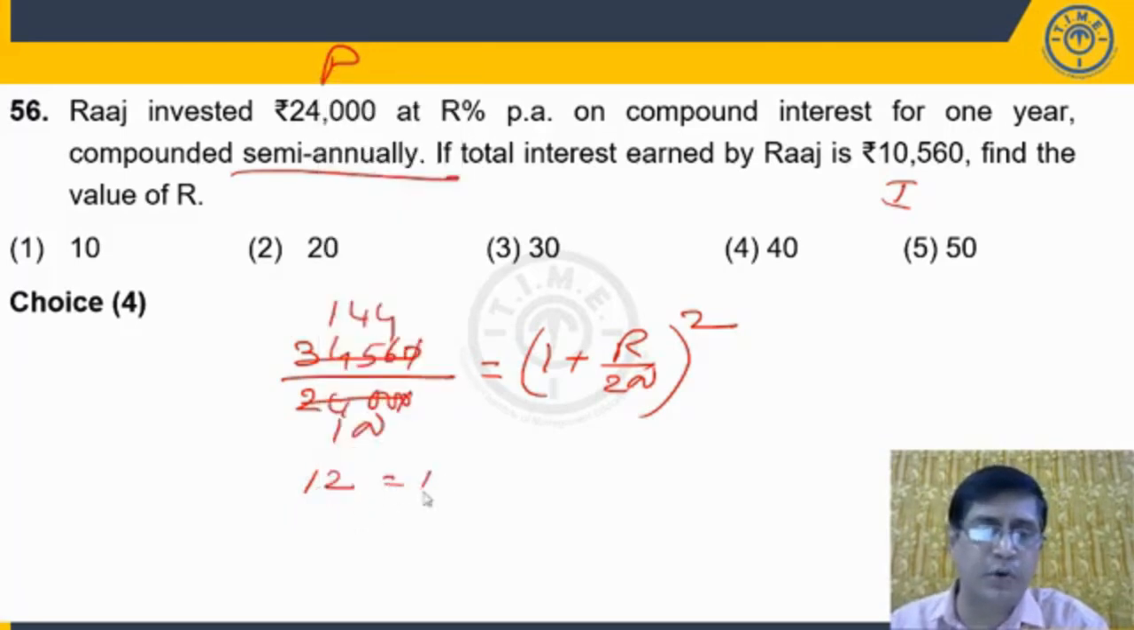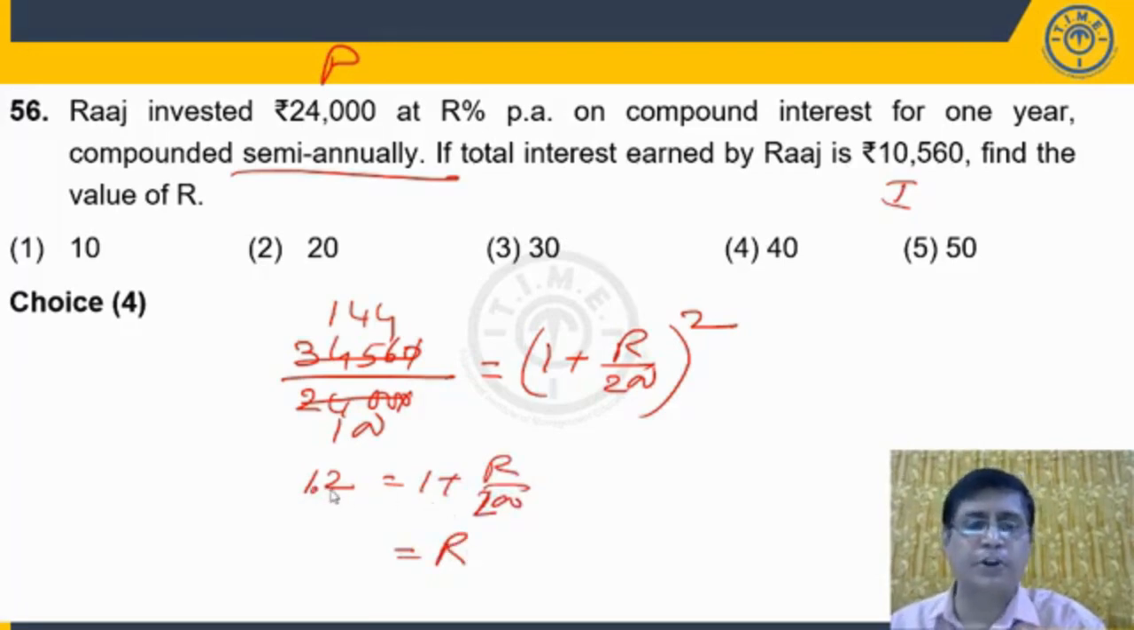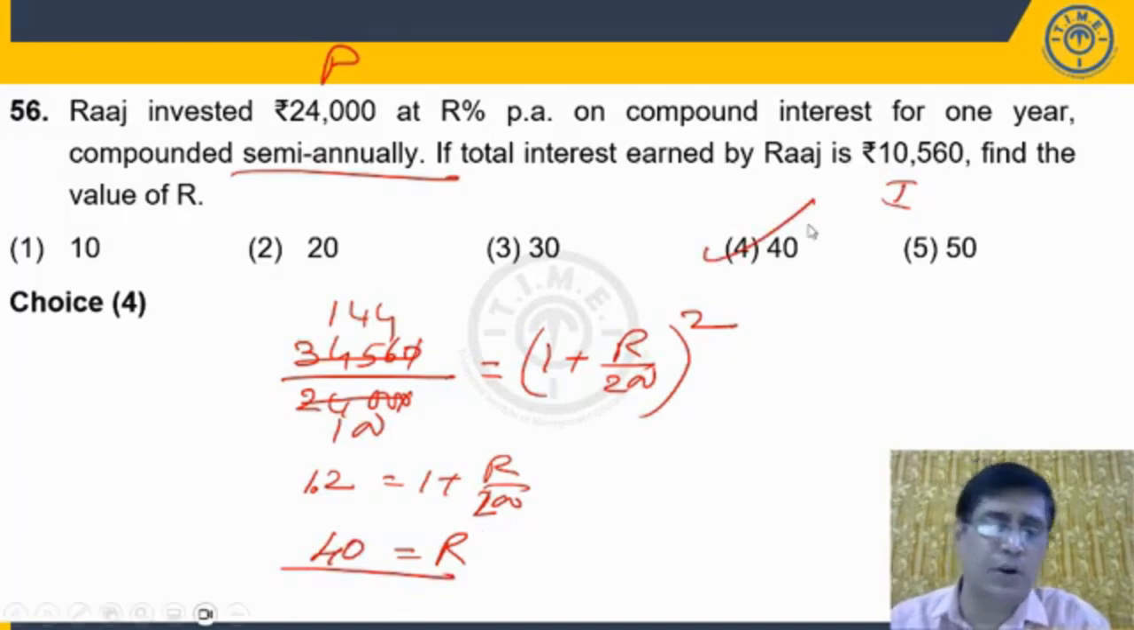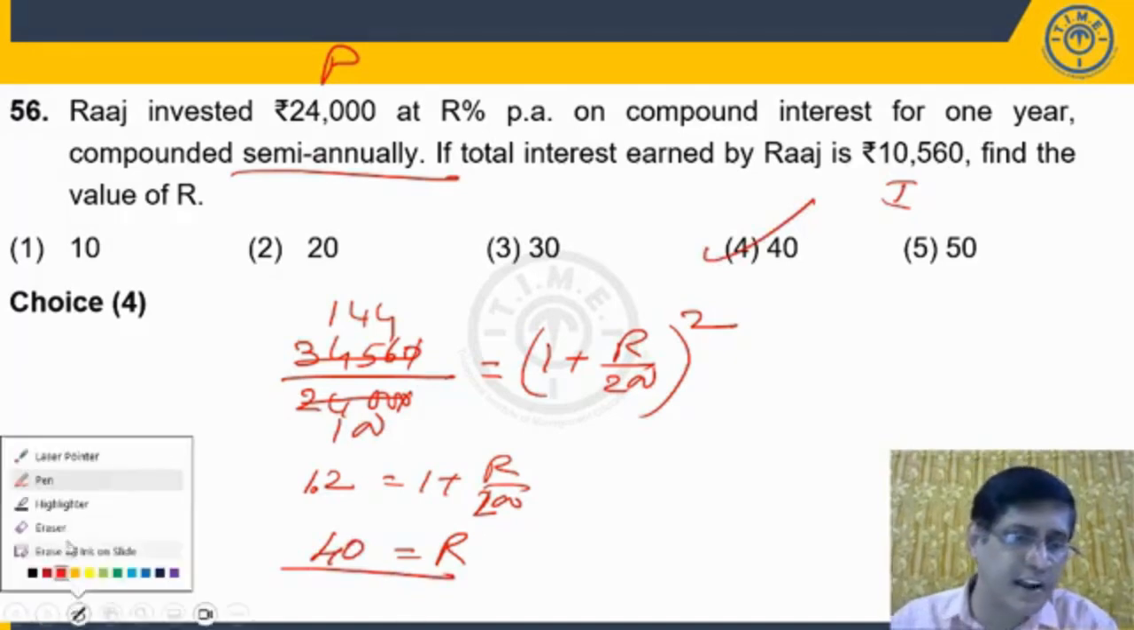1.2 is equal to 1 plus R by 200. Simplify this. R is equal to what? 1.2 minus 1 is 0.2. 0.2 into 200 is 40%. So the right choice is option 4. Choice 4 is the right answer.